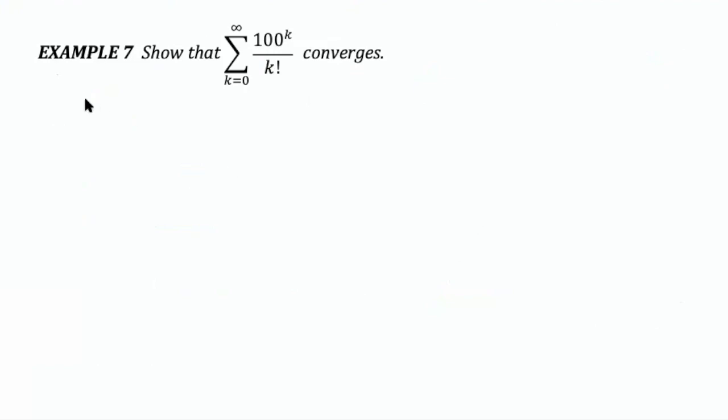So first, we need to check that the terms of our series, which are generated by 100 to the k power over k factorial, are going to be greater than 0 for all k values. And that should be relatively easy to determine because, again, we're substituting k values from 0 to infinity. So yes, each term is going to be positive.